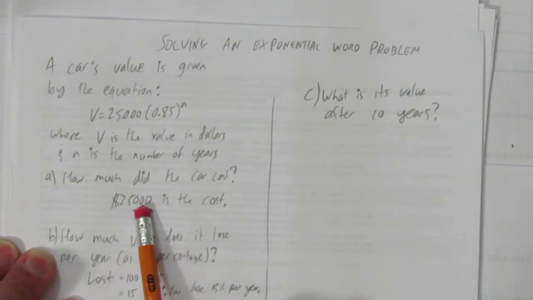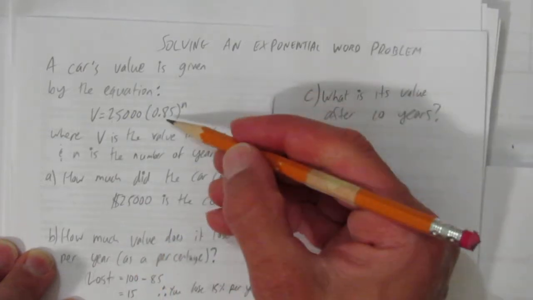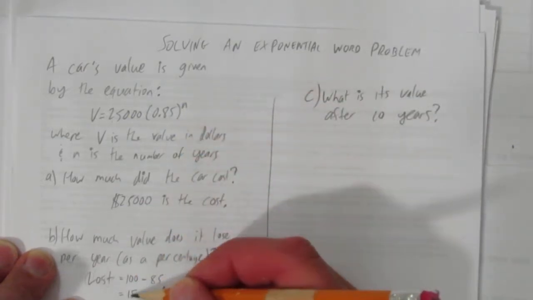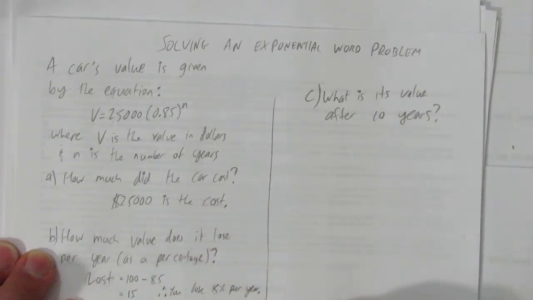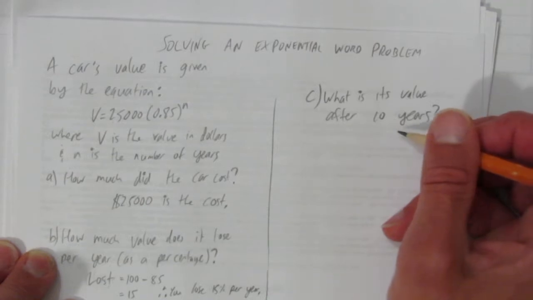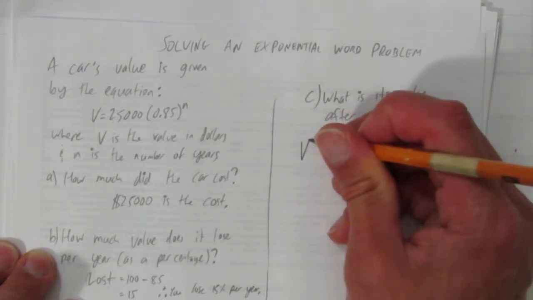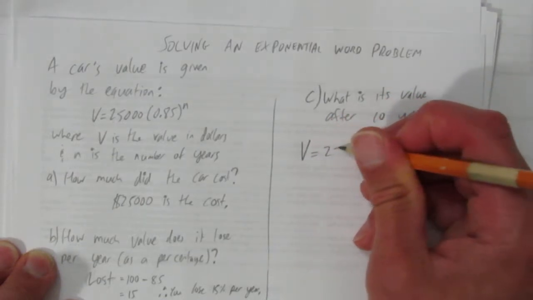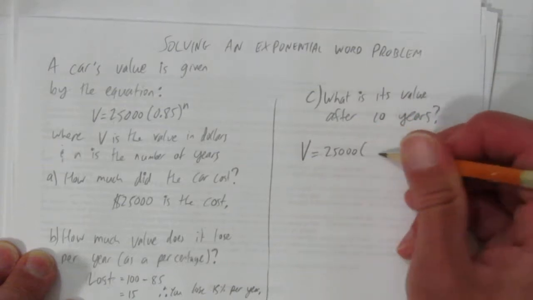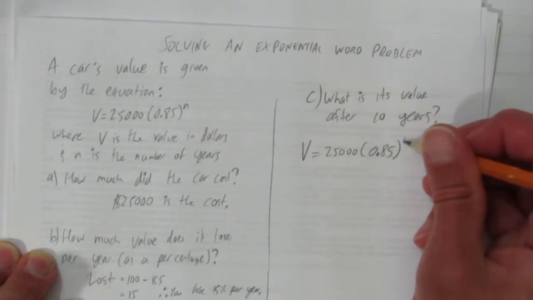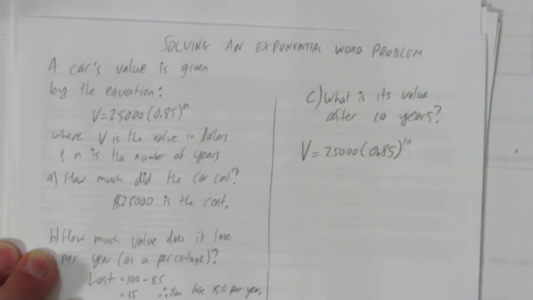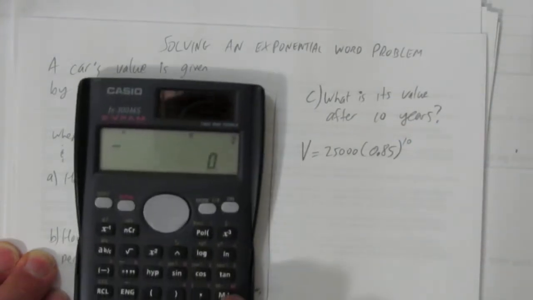So we've got our start value, and our change was 85%, and so our loss per year is 15%. And then it asks, what's the value after 10 years? That's just a simple sub in. Use the equation: v equals 25,000 times 0.85 to the power of n, where n is the years. So just sub in 10. We sub in and we solve.